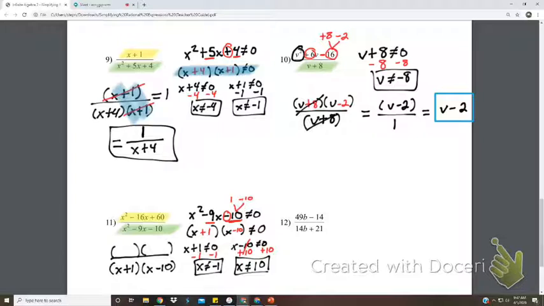So when I take x squared and separate it into x times x, I'm looking for factors of 60 that add to 16. I know 10 is a factor of 60, and I know 10 times 6 would be 60, and 6 and 10 would add up to 16. But since it's a negative 16, I need these to be negatives. So x minus 6, x minus 10. I'm going to look for what can divide out, the x minus 10s, which leaves us with x minus 6 over x plus 1.